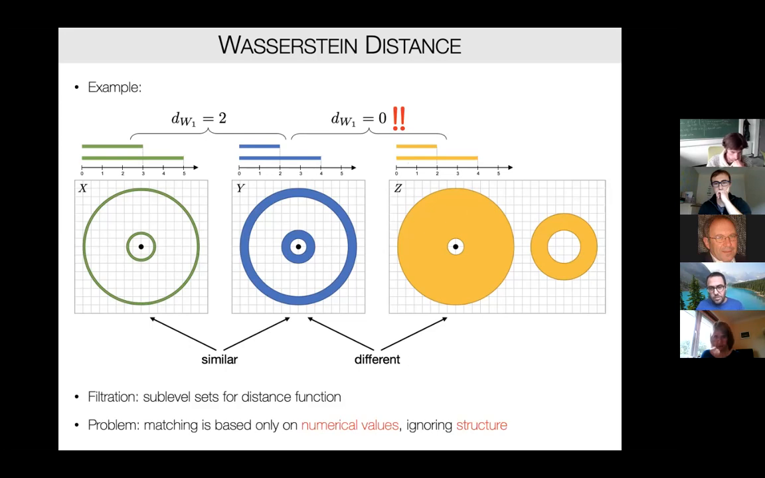And the reason for this discrepancy is that when we take the Wasserstein distance, we completely rely on the numerical value of the death and birth values, and we completely ignore where these values came from, what structure generated them, and whether it makes sense to match points in the diagram. What we want to propose is to use the cycle registration framework to find a better way to match the points in order to compute a different distance.